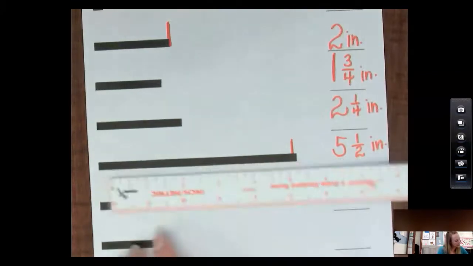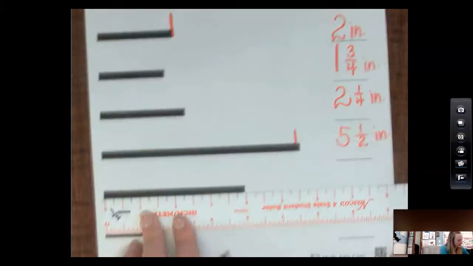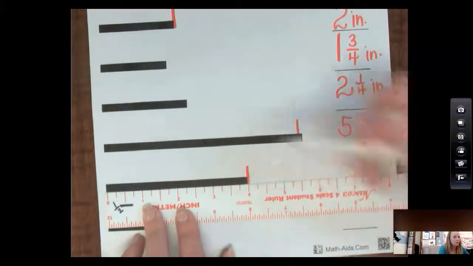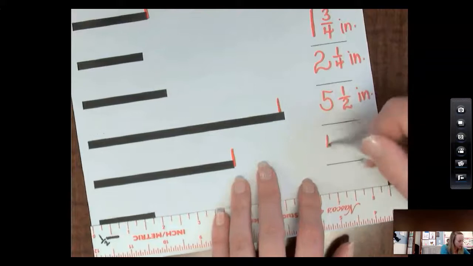All right, kiddos, let's do this one. Oh, that one's easy. That one's easy. That one's right at 4. That's an easy one. They gave us an easy one there. So let's mark 4.